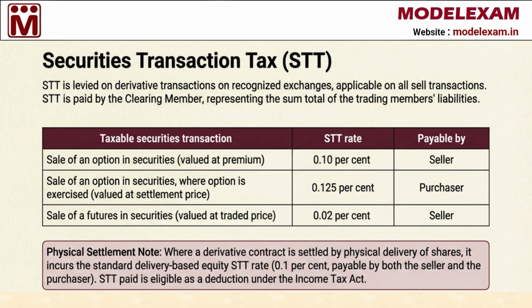Finally, let's talk about the STT or the Securities Transaction Tax. This is a small tax that the exchange collects on every sale of a derivative. For futures, the seller pays 0.02% of the trade value. For options, the seller pays 0.10% of the premium. But if the option is actually exercised, the purchaser pays 0.125% of the settlement price. These small contributions help maintain a regulated and transparent market for everyone.